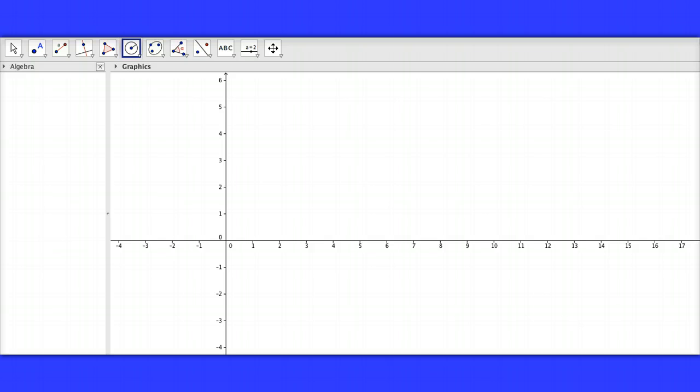Last week we looked at the triangle inequality theorem and we looked at possible lengths for the third side of a triangle when the two sides that were given were of lengths 3 and 6. And I thought I'd do a little demo here with GeoGebra to take a look at this.